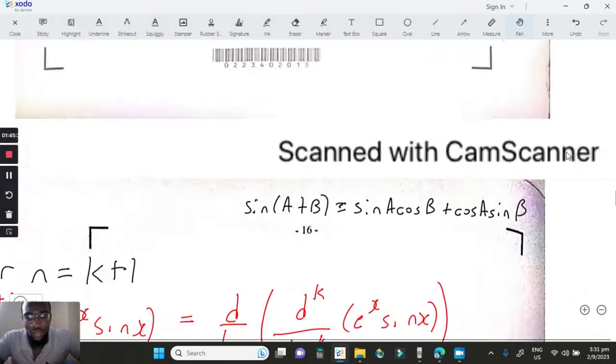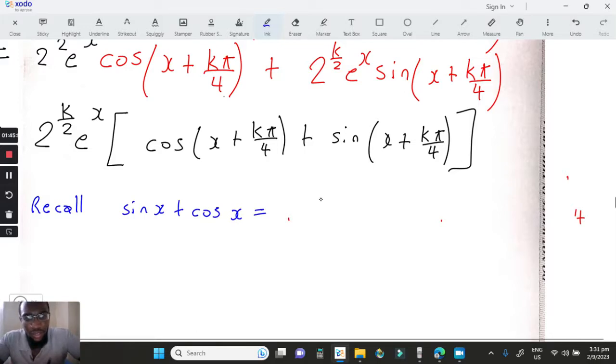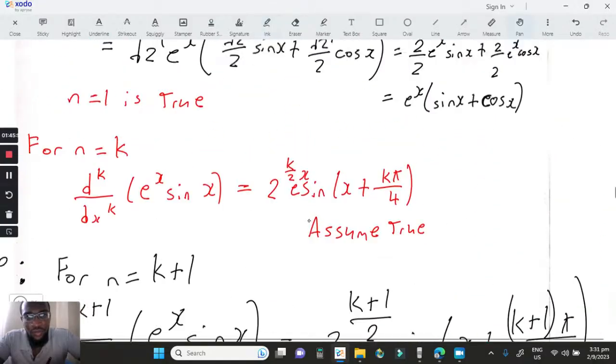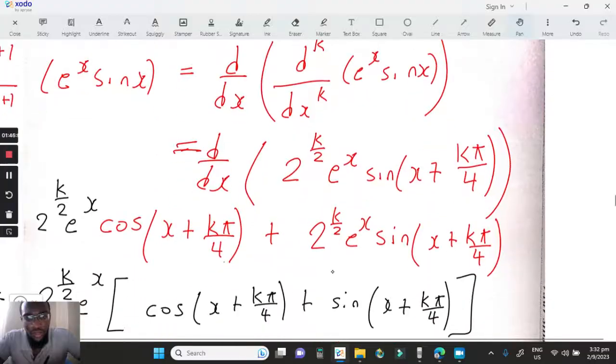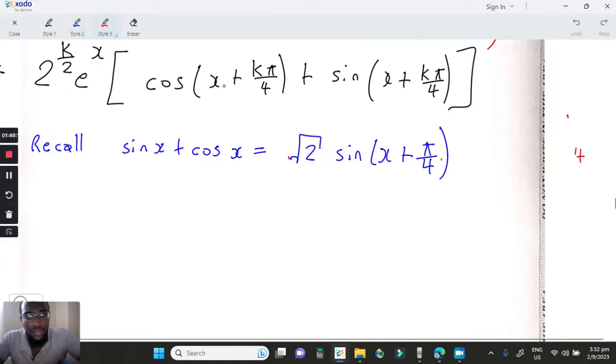Why is that so useful? So I'm gonna write, recall sin x plus cos x is equal to root 2 sin(x plus pi over 4). Why is that useful, guys? That's useful now because if we replace x with x plus k pi over 4, look what I'm saying.